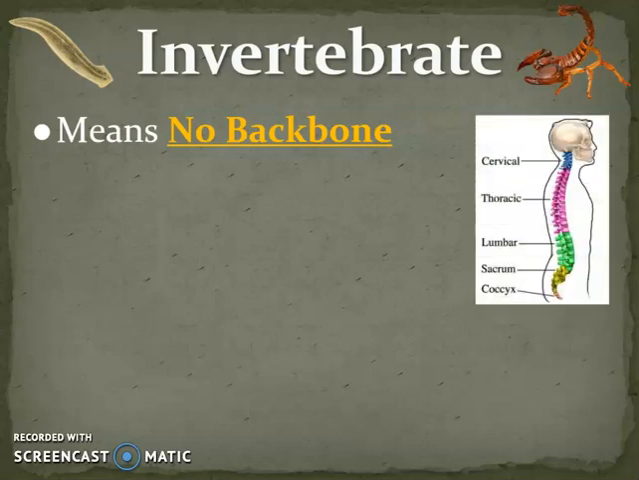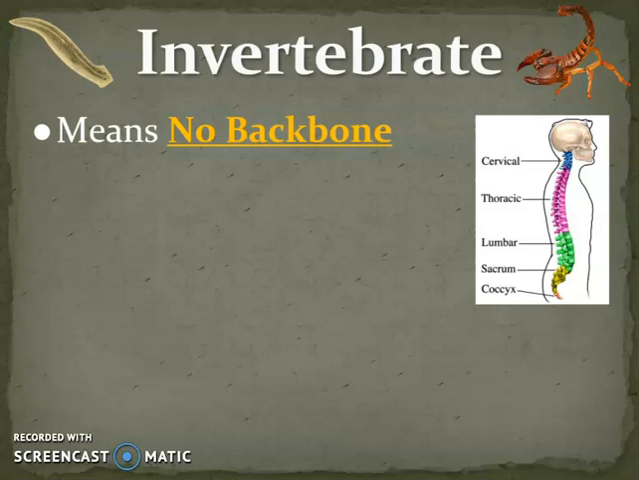And so if you take your hand and you place it in the center of your back, you're going to feel your spine. Well, invertebrates don't have this spine or a backbone running down their back. They just don't have it. That's why they are an invertebrate.